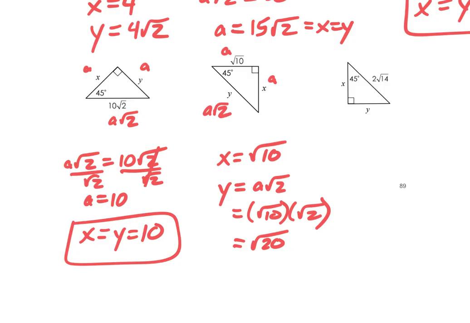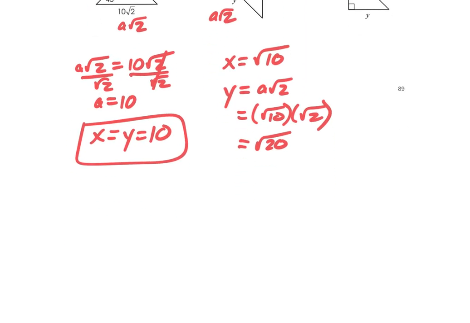Am I done? What do you guys think? Can we leave an answer as radical 20? Can we simplify it? That's what we got to ask. Okay, that's a good question. Okay, we got to see if we can simplify it. So we got to try to break this down. Sometimes we can, sometimes we can't. I got to see if we can break it down.